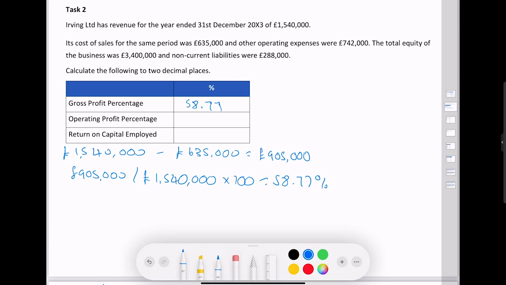Right, the next one on the list then is our operating profit percentage. So to calculate this, all we do is take our operating profit and divide it by our revenue and multiply it by 100. Now, to get our operating profit, it would just be our sales, less cost of sales, i.e. giving us our gross profit. And then we also take off our operating expenses, and this will give you your operating profit. So that would be, let's just change color so we can easily see, take our gross profit, or we can do from the start, that's fine. 1.54 million. So our revenue, less cost of sales, 635,000, less our operating expenses of 742,000.